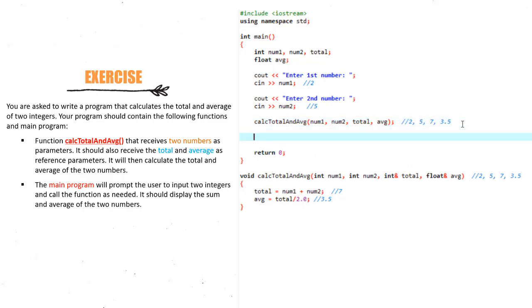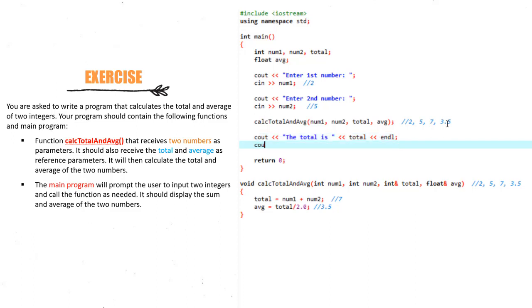Since we have received 7 and 3.5 here, we can just write cout the total is total, and also the average is average. The total comes from there, and the average comes from there, so the total and average have the values from here.